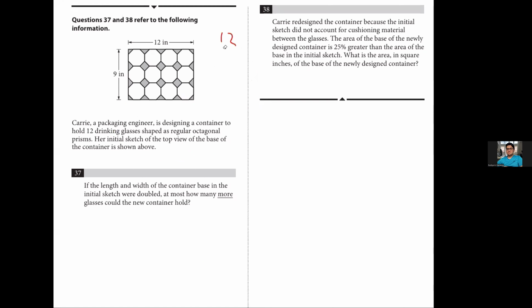So we just take 1, 2, 3, 4, 5, 6, 7, 8, 12 and multiply by 4, which gets us 48. And then it asks us at most how many more glasses. So now I have to take 48 and subtract the original value, which is 12, which gets us an answer of 36. So the correct answer is 36.